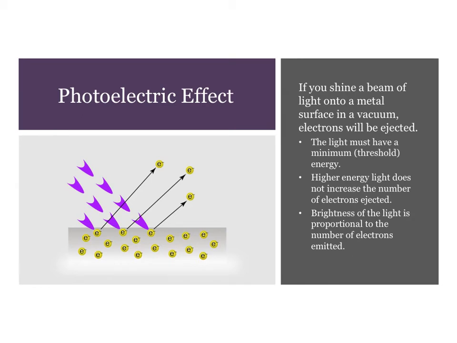In some experiments, light behaves like a wave, but in other experiments, light behaves like a stream of tiny particles. One experiment that lends credibility to the idea that light is a particle involves shining a beam of light onto a metal surface in a vacuum. If the light exceeds a minimum energy threshold, electrons will be ejected as shown here. This is called the photoelectric effect.